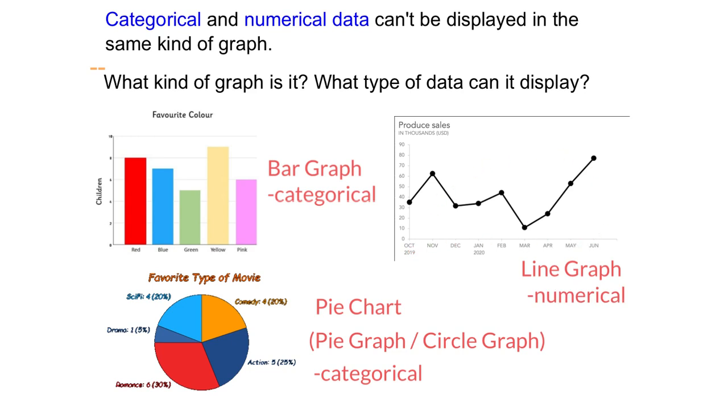So all this to say, categorical data can be graphed with certain types of graphs. Numerical data can be graphed on a different kind of graph. We're not going to look at line graphs right now. We are not going to focus on pie charts. On the next slide, we're going to talk a little bit about bar graphs and then something else called a histogram.